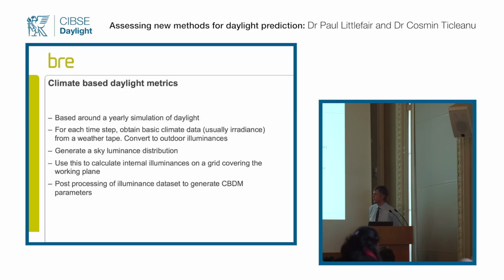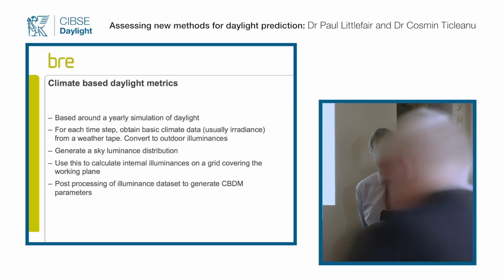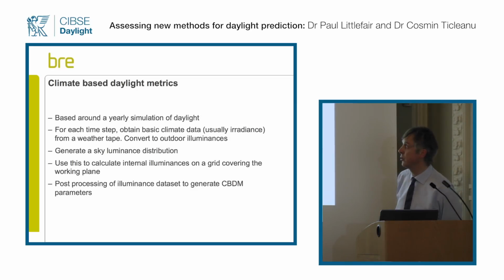Climate-based daylight metrics, including the daylight autonomy and useful daylight illuminance, are based around a yearly simulation of daylight. And the idea is that you calculate daylight on a time step basis. So you'd start at, I suppose, sunrise on the 1st of January, and you'd carry on maybe every 15 minutes throughout the year, and you'd do a daylight calculation for each of those.